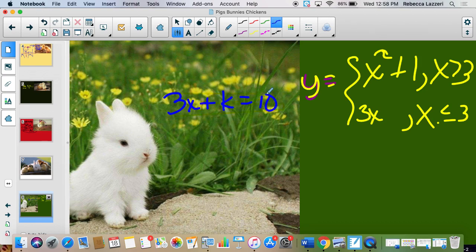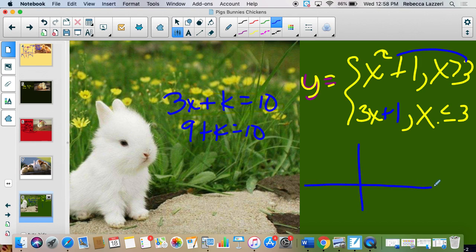Why did I say 10? Because I filled 3 in here and I got 10, and I'm trying to make them meet each other and be continuous, okay? And I want it to be continuous at what number? I want this one to pick up where that one left off. So if I put in 3 here, I get 9 plus k equals 10, so k looks like it's 1.